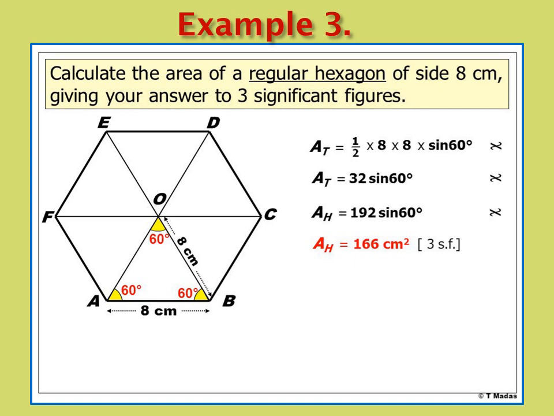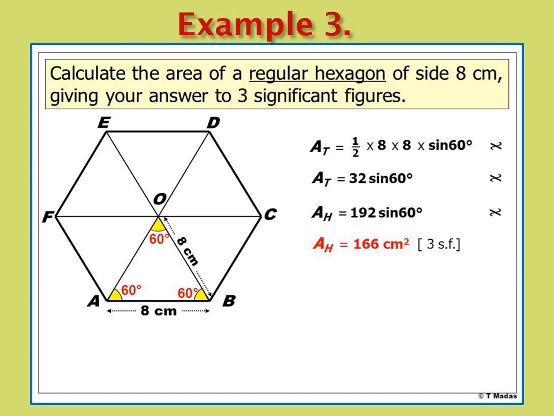In this case, because the center angle is 60, and the lines OB and OA are equal, since they are the radius, then it follows that the angle at A, that is angle OAB, and the angle at B, or angle OBA, are equal and they measure 60 degrees. And therefore, triangle OBA is an equilateral triangle.